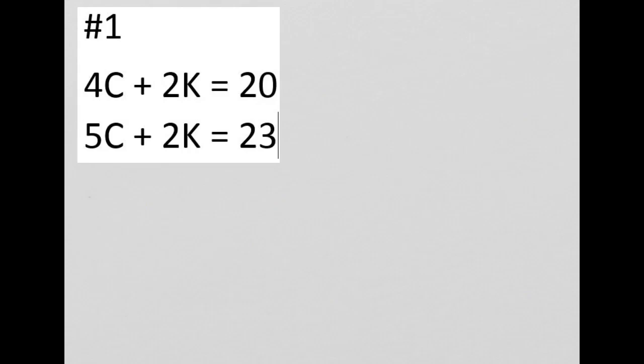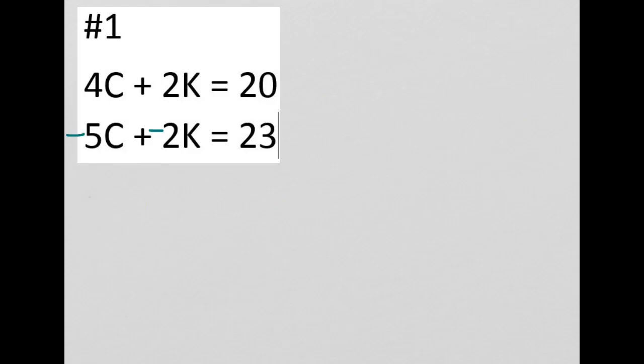So the first thing I can see here is that I want to solve this by the elimination method, except that if I were to add 4c and 5c, I would not eliminate c. If I were to add 2k plus 2k, I would not eliminate k. So I need to do some multiplication first, or think about it as subtracting.